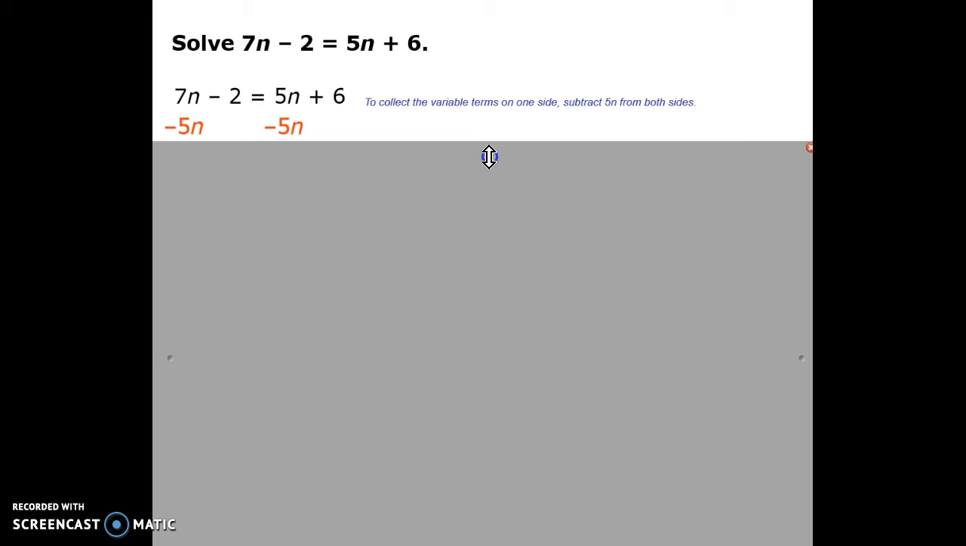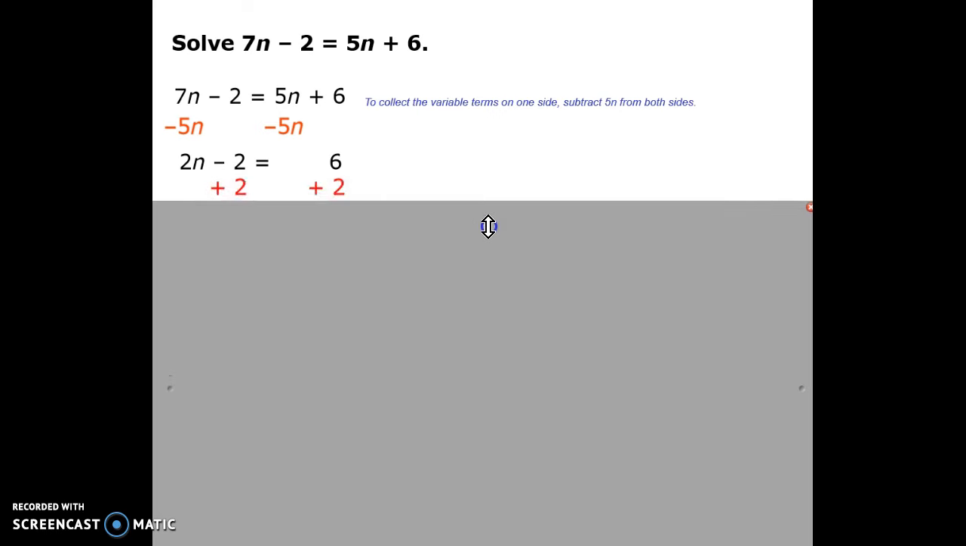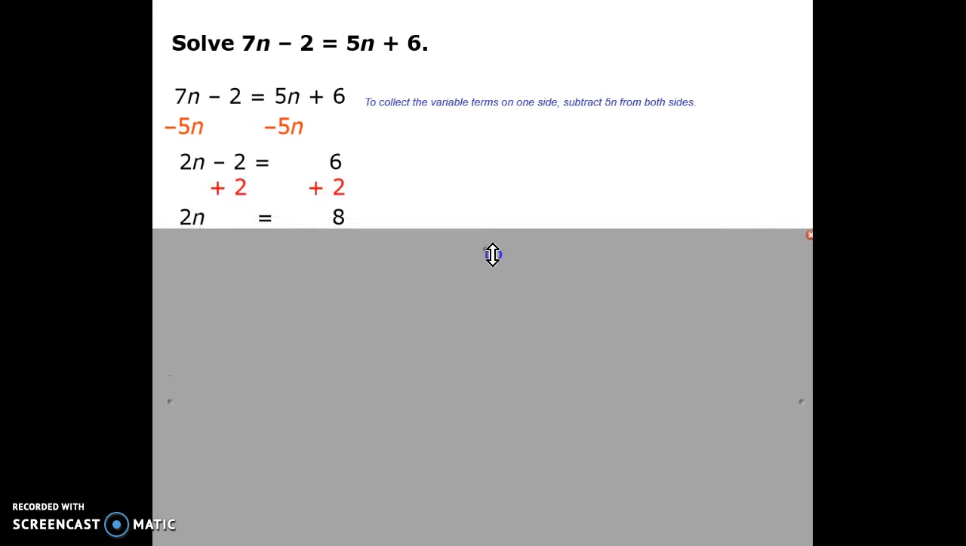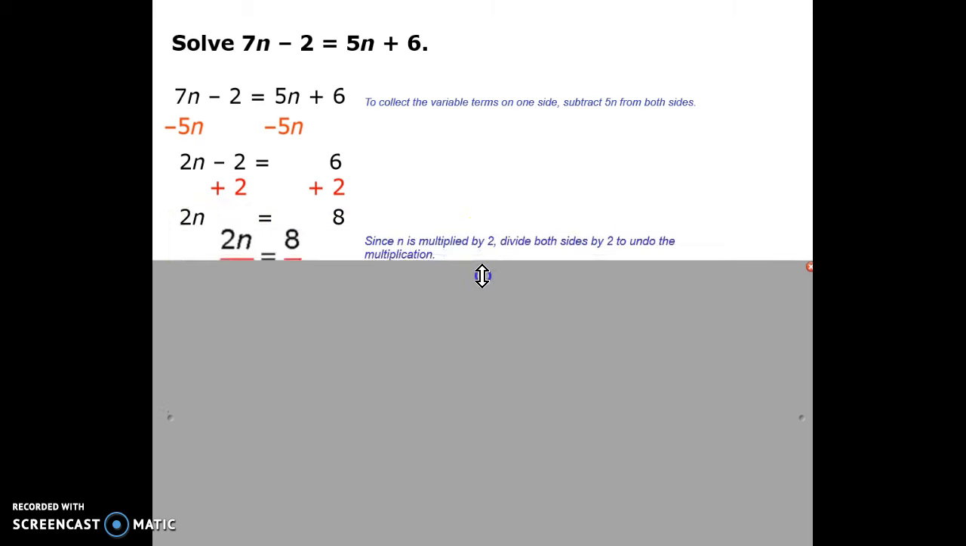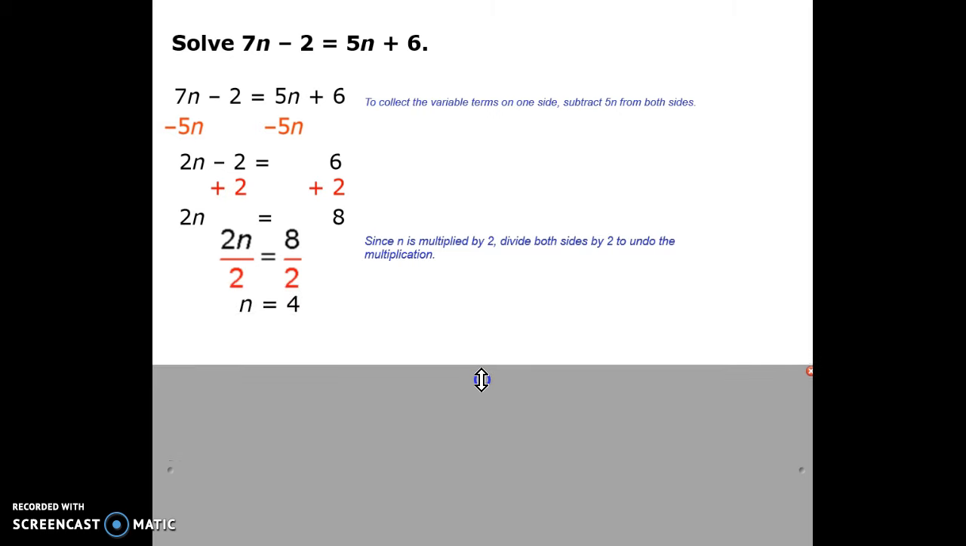So let's do it. Let's subtract 5n from both sides. Again, that's the subtraction property of equality, right? What we do to one side, we do to the other. And that leaves you with 2n minus 2 equals 6. And of course, now we're just going to add 2 to both sides. And you say, hey, 2n equals 8. Well, right, some number n times 2 equals 8. So the inverse of that is division. We're going to divide both sides by 2. And lo and behold, n equals 4.